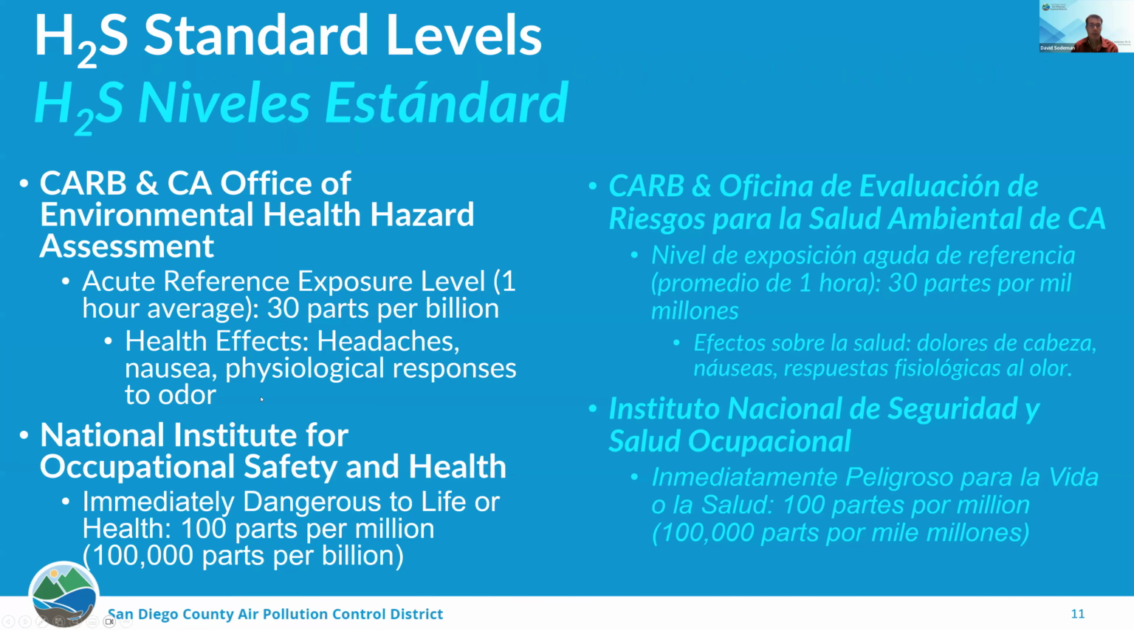Before I share some of our preliminary data, I would like to point out that there are a number of standards and reference levels for hydrogen sulfide. The California Air Resources Board, or CARB, and the California Office of Environmental Health Hazards Assessment standard is based on a 1-hour average level set to 30 parts per billion. The National Institute for Occupational Safety and Health has set the immediately dangerous to life or health level at 100 parts per million, which is equal to 100,000 parts per billion.